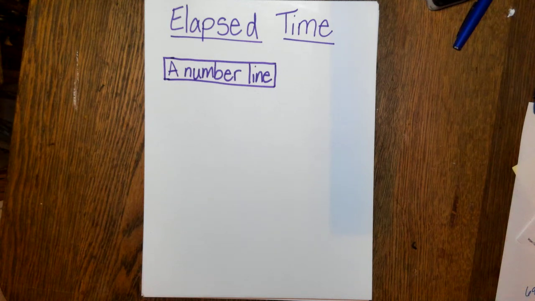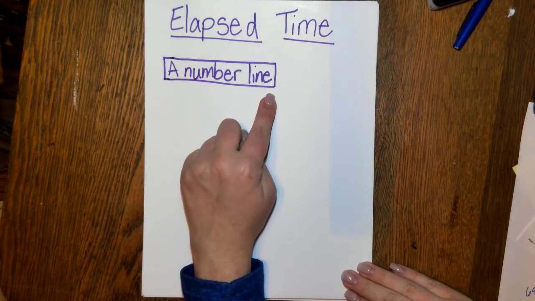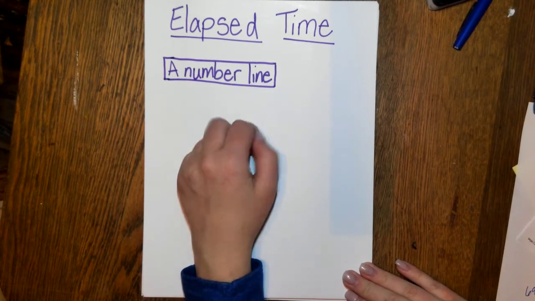Okay, today we're going to talk about elapsed time. Elapsed time is the amount of time that passes between two events. So you can have the start time and the end time, and we're going to figure out how many minutes or hours were in between. One way that we can show elapsed time is using a number line. That's where we're going to begin.